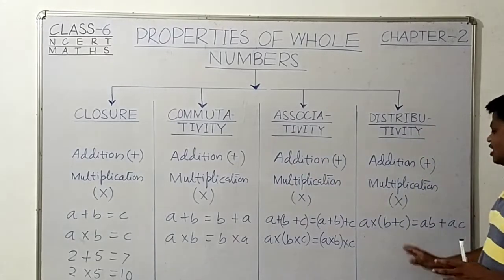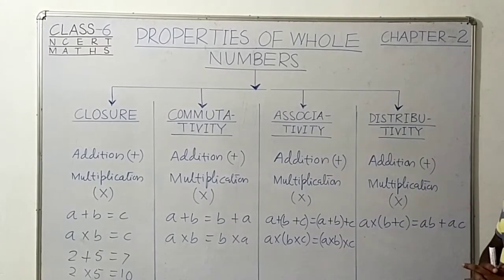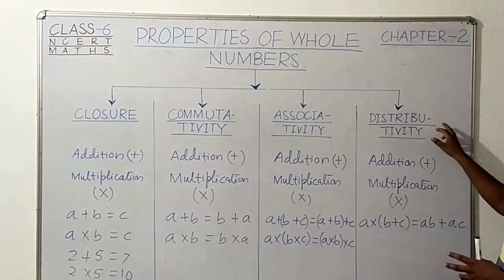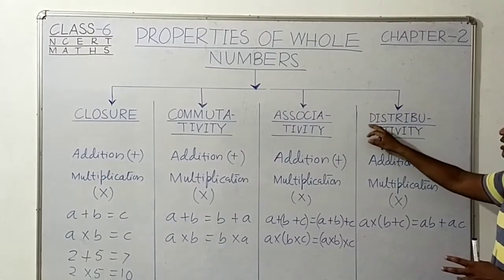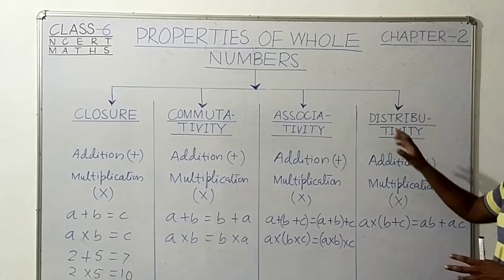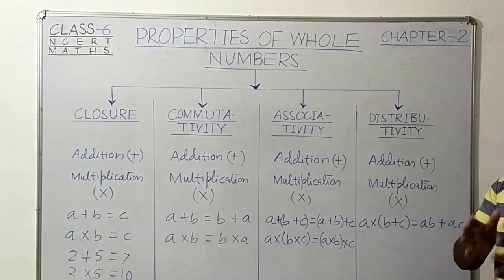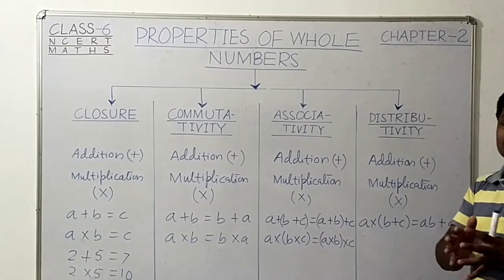Now we come to the last property, that is the distributivity property. Now what is distributivity? Just read this word carefully. Distribute. Distribute means to divide, to divide numbers.